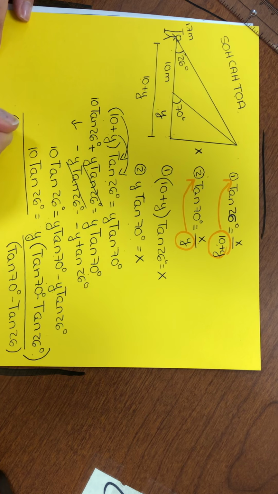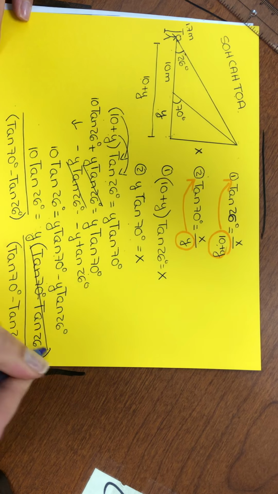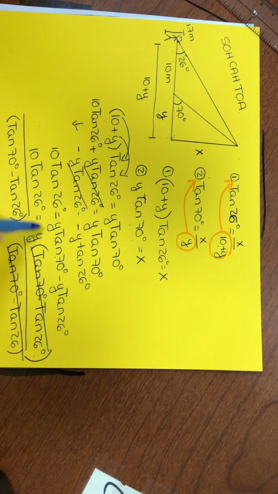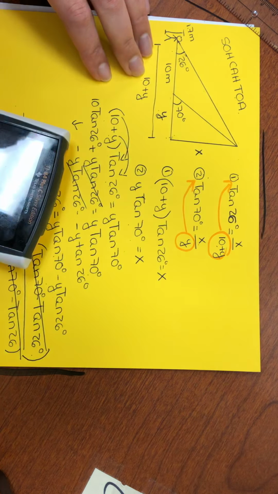So tangent of 70 minus tangent of 26. Then those two will simplify from that side. And y is going to be equal to all of this. 10 tangent of 26 over tangent of 70 minus tangent of 26. So we can plug that into the calculator.